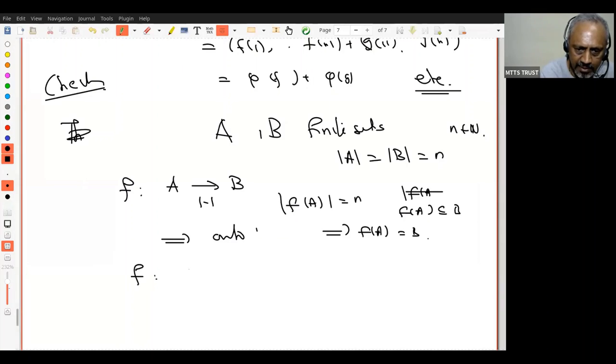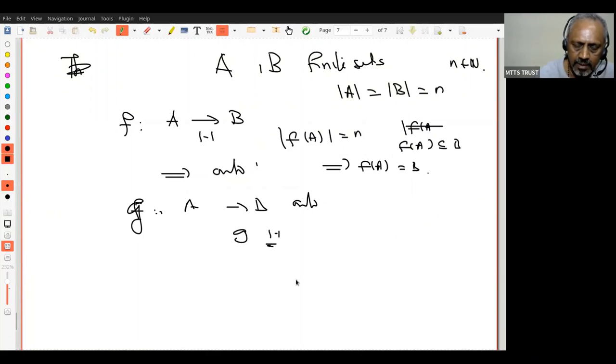And similarly, suppose G from A to B is onto, with the hypothesis that A and B still have the same number of elements. Then I claim G is one-to-one. Is that clear? Because if G is not one-to-one, what happens? There exist two elements x1 and x2 that both map to the same element. Then, since they have the same number of elements, there will be something in B which has no pre-image. Therefore G is not onto. So G being onto makes it a bijection.